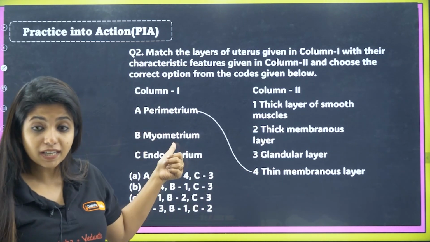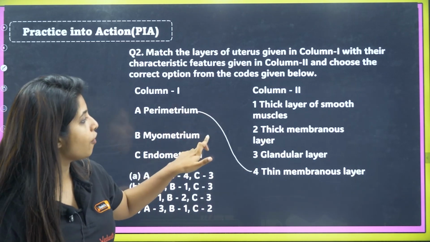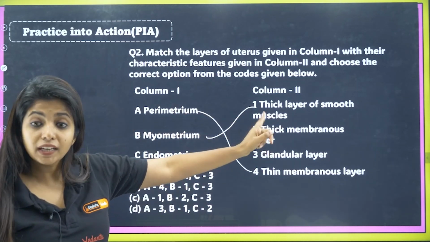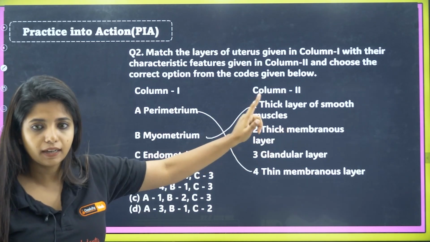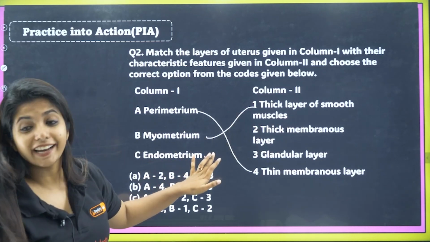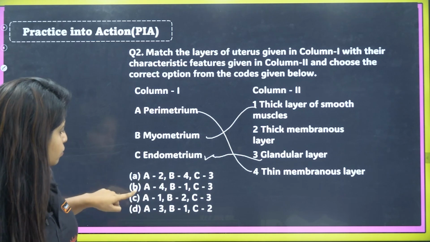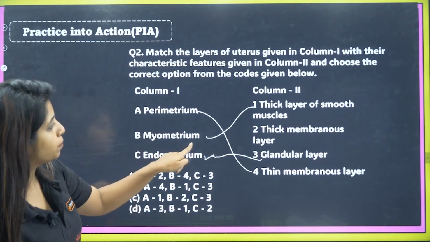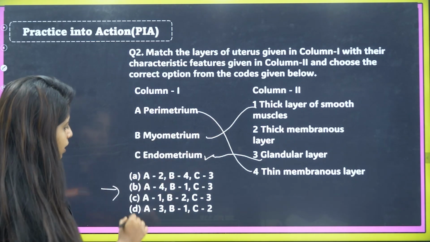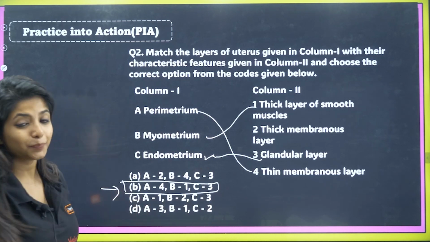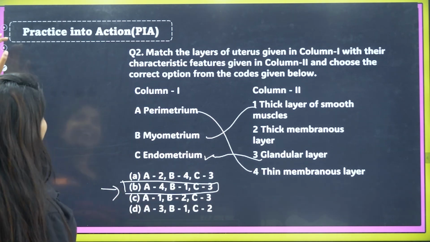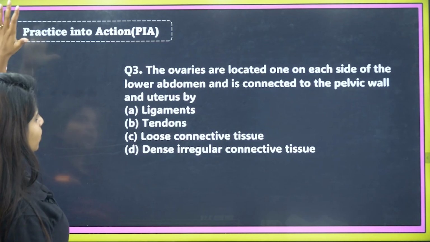Myometrium is what? Myo, muscles, okay. So it is thick layer of smooth muscles. If you have an option of thin layer of smooth muscle, wrong. It is thick layer. Endometrium is what? The glandular layer that we are having. So this 3. So A goes with 4, I just have one option. Okay, B goes with 1 and C goes with 3, which is why your answer would be B. Okay. Yes.